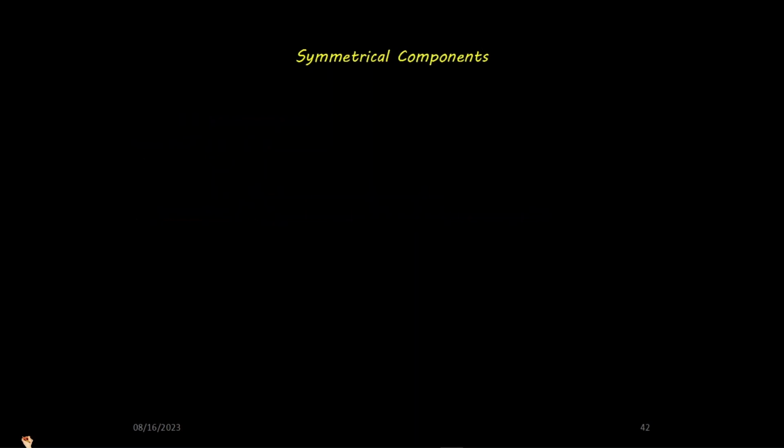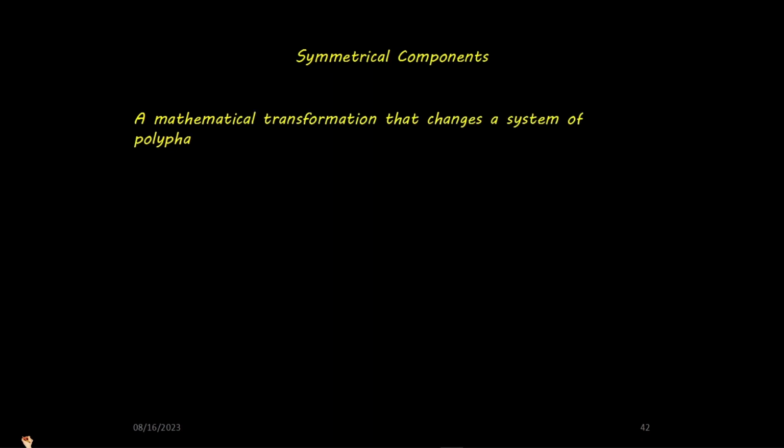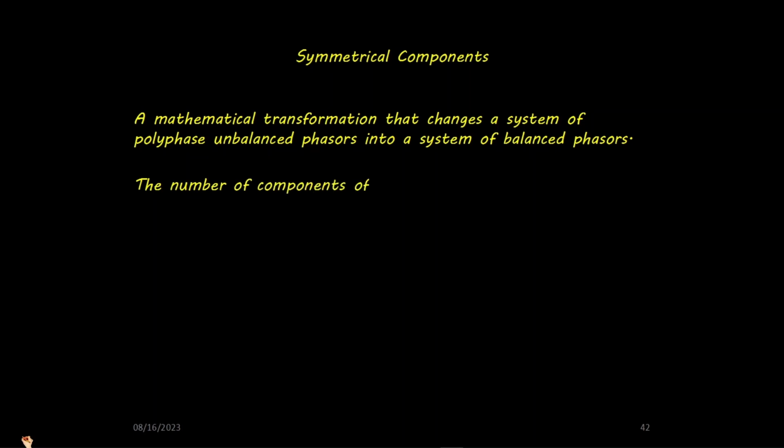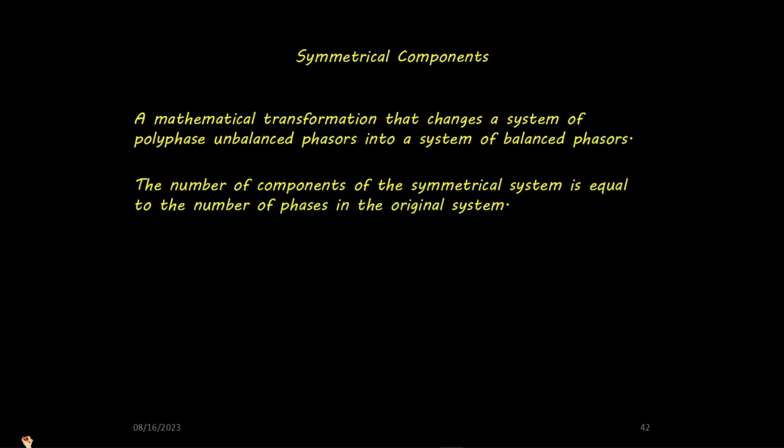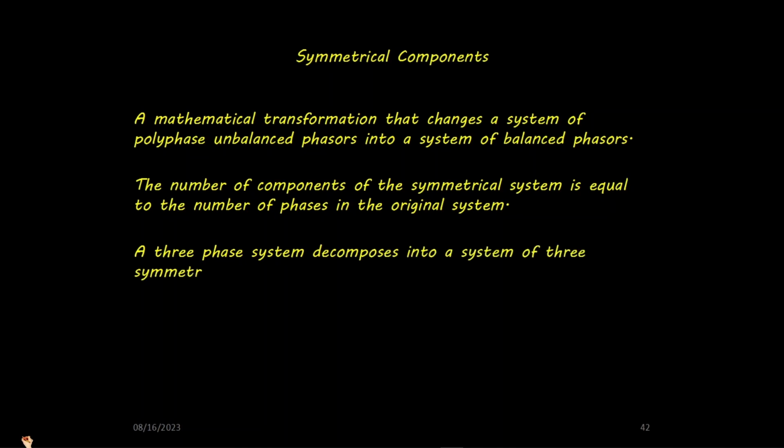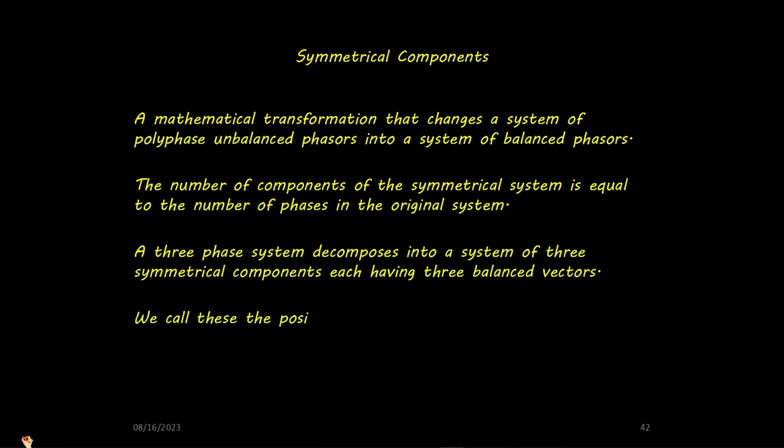Symmetrical components are a mathematical transformation that changes a system of polyphase unbalanced phasors into a system of balanced phasors. The number of components of the symmetrical system is equal to the number of phases in the original system. A three-phase system decomposes into a system of 3 symmetrical components, each having 3 balanced phasors. We call these the positive, negative, and zero sequences.